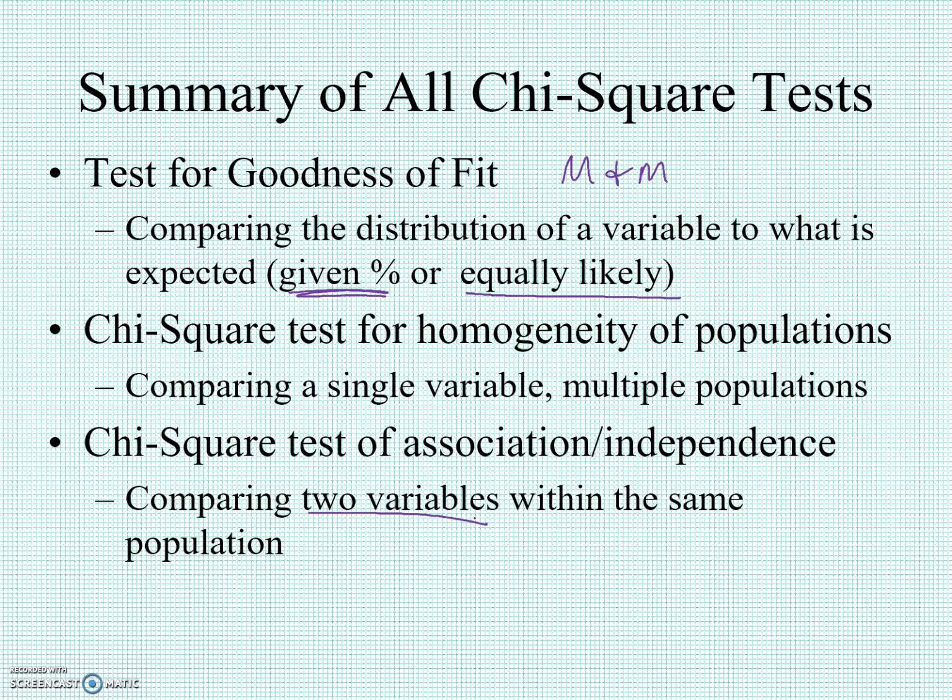So again, goodness of fit, one population. Independence or association, one population. Chi-square test for homogeneity is 2 or more populations. Okay, so that's how you can compare all 3 of them together.